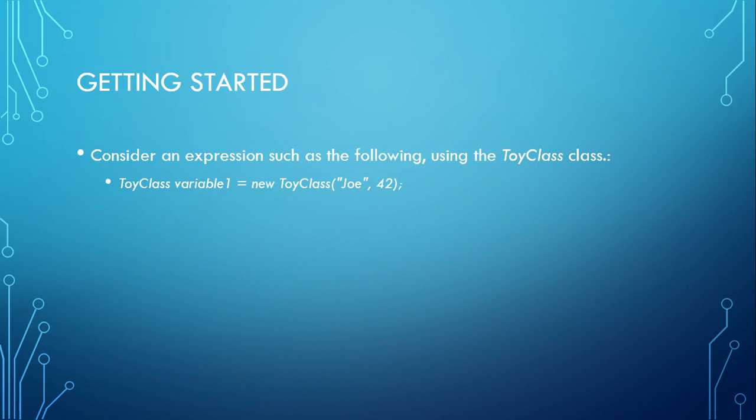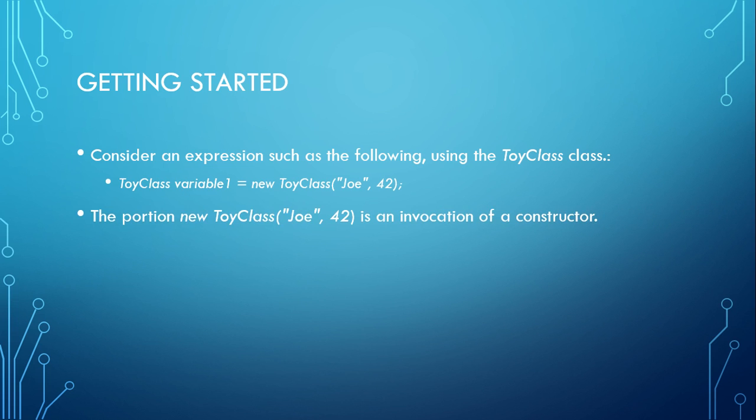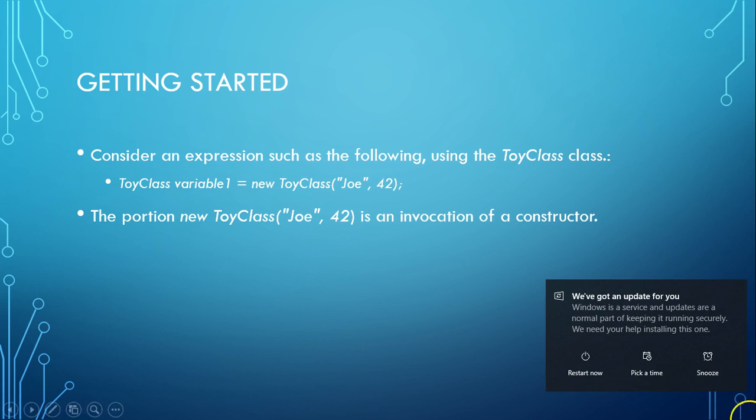So getting started. Consider an expression such as the following using the ToyClass class: ToyClass variable1 = new ToyClass("Joe", 42). The portion new ToyClass("Joe", 42) is an invocation of a constructor. And we've talked about constructors multiple times in the past.